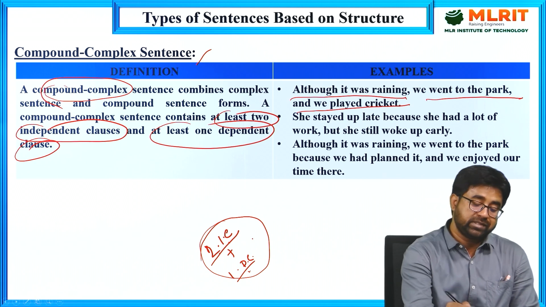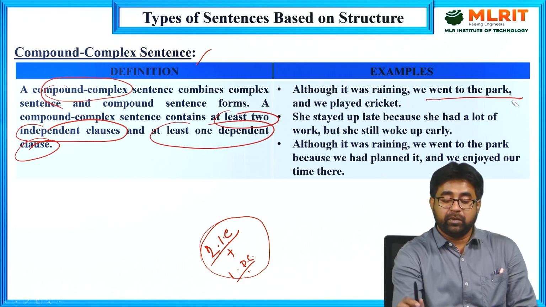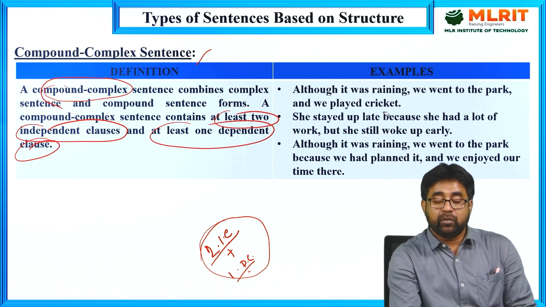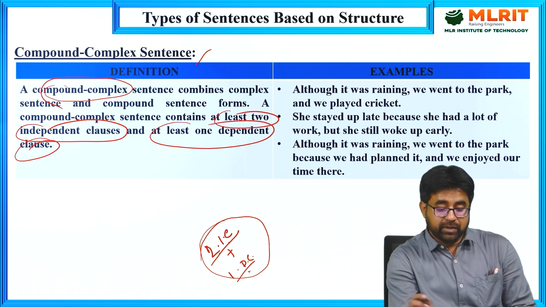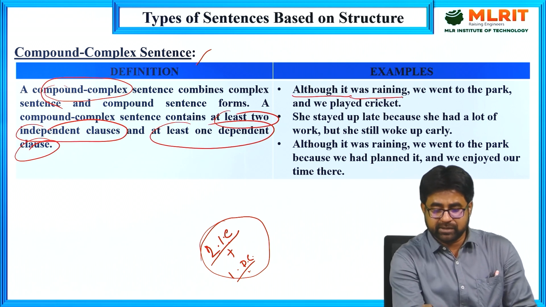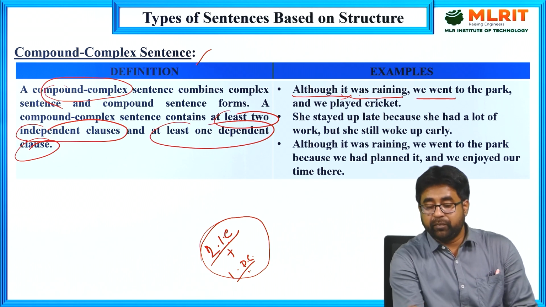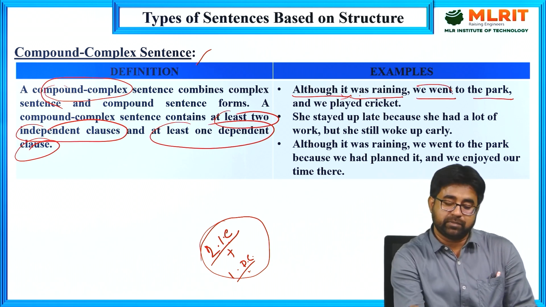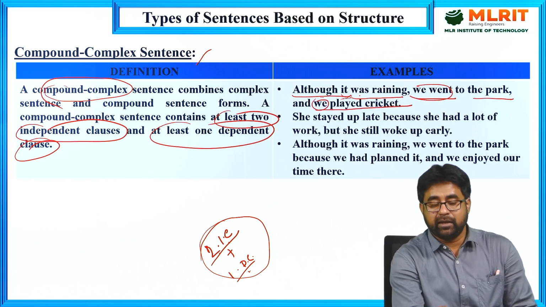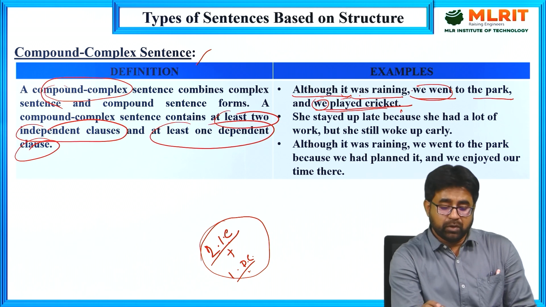So now let's pause the video and try to find out what the 3 clauses in this sentence are first, and then which clause is independent and which one is dependent, right? So let's see. Here you can see, first let's identify the clauses. So this is one clause, you can see the subject and verb are there. We went to the park, this is one clause because subject and verb are there. And then we played cricket, this is also another clause.